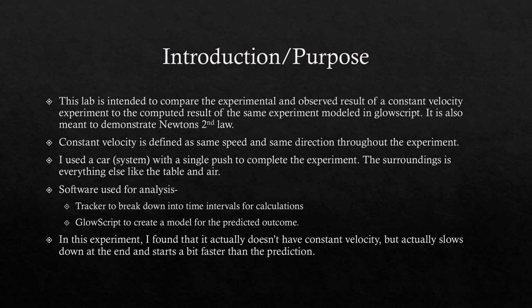Software used for analysis. I used Tracker to break down into time intervals for my calculations and for our observed data, and I used GlowScript to create a model for the expected outcome. In this experiment, I found that it actually doesn't have a constant velocity, but actually slows down at the end, and it starts a bit faster than the computed outcome in the beginning.